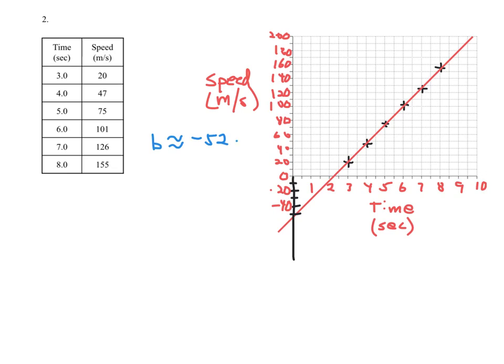Negative 52 meters per second. I will put the units on there, but it's not necessary for this class for now in the equation. But now we have to find the slope.